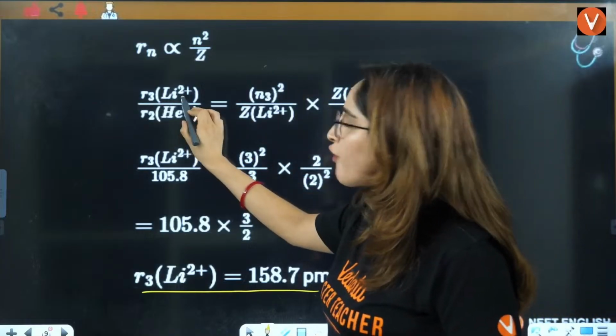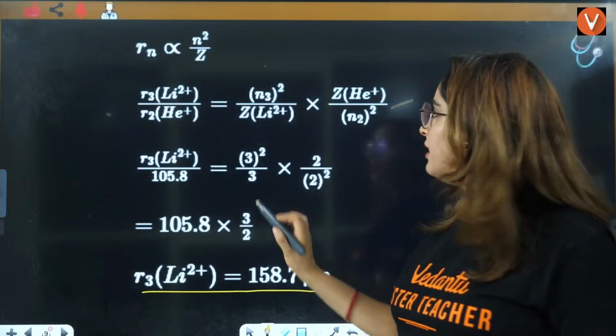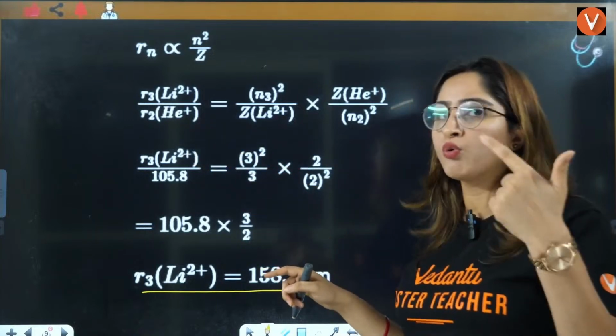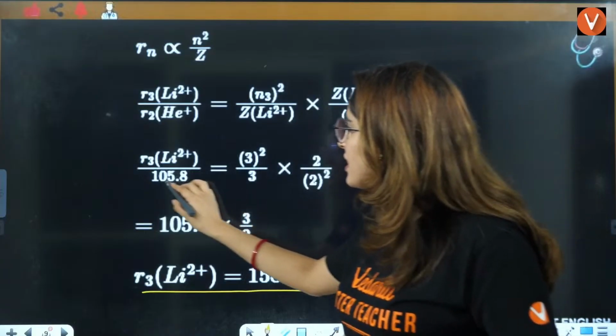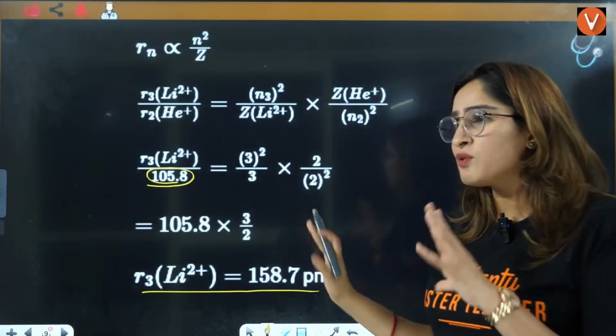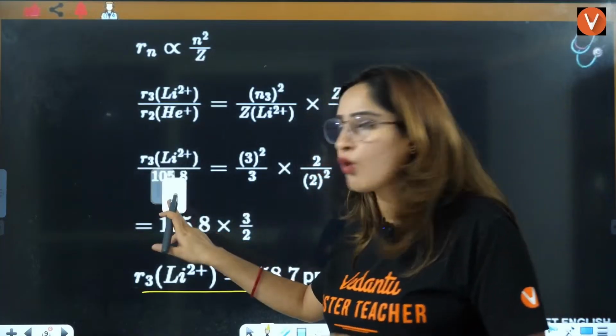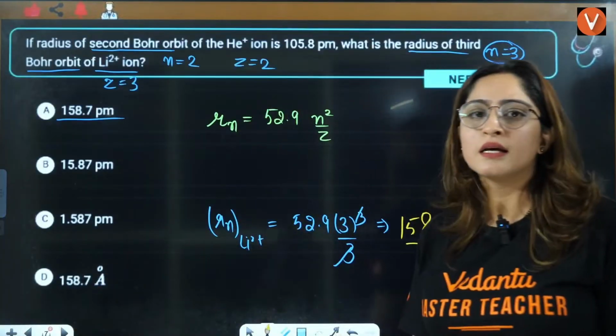We know that for lithium, n is 3, Z is 3. For helium, n is 2, Z is 2, right? So you can just solve it here. This value you know, this value you can say, but can you see that this method is getting complicated as compared to this method here, right?